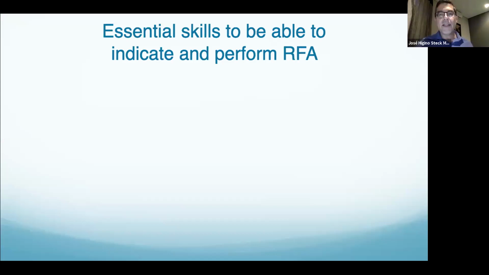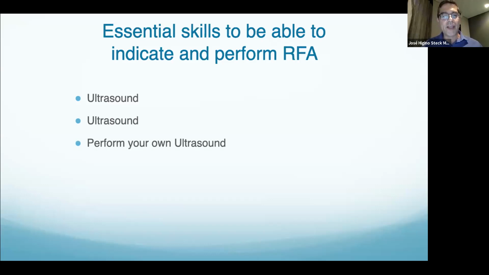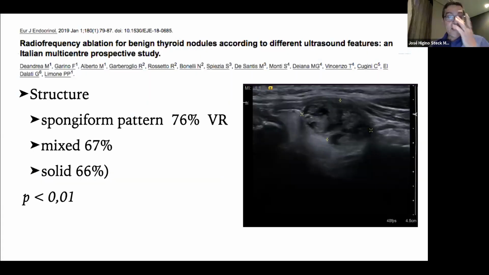And what are the essential skills to be able to indicate and perform RFA? Lisa said the most important is the ultrasound, and to perform your own ultrasound. This is very important to do the RFA. And in the ultrasound, you can see some structures of the nodule that are better for the effect of the radiofrequency ablation. For example, the sponge-form pattern can achieve a reduction rate of 76%, a little bit more than the mixed nodules and the solid nodules too.